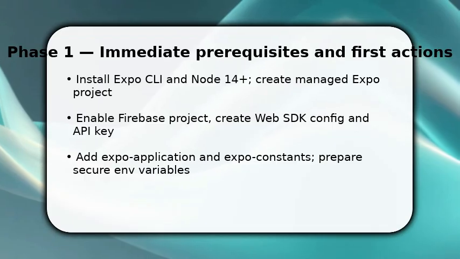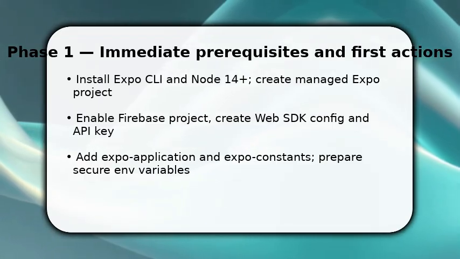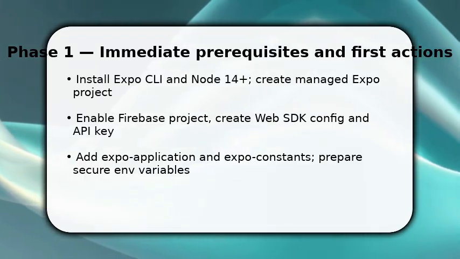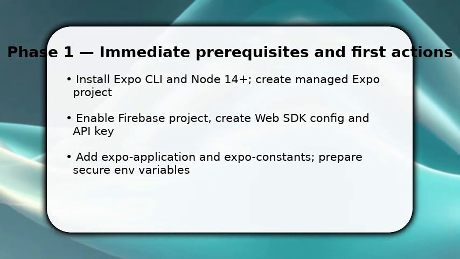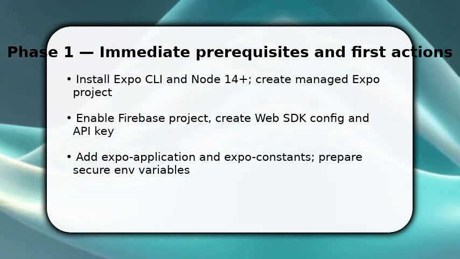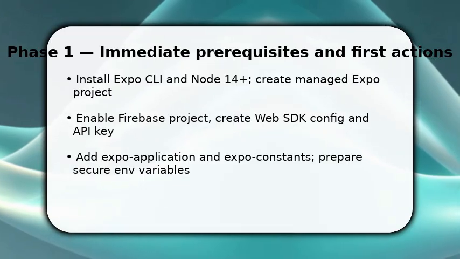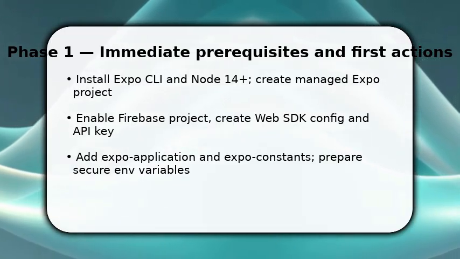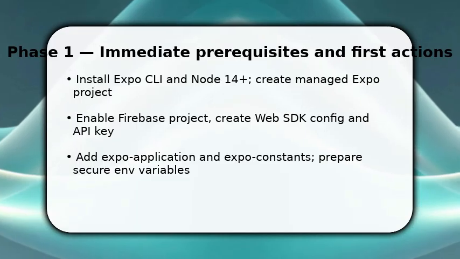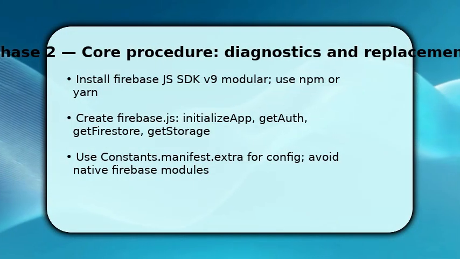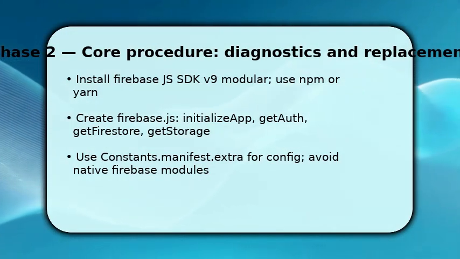This protects credentials. Next, install expo-application and expo-constants, so your app can expose runtime values needed for Firebase initialization. Now initialize Firebase using the JS SDK v9 modular approach inside Expo. Do not use native Firebase SDKs that require ejecting.